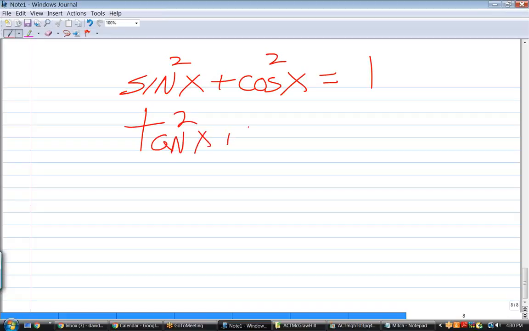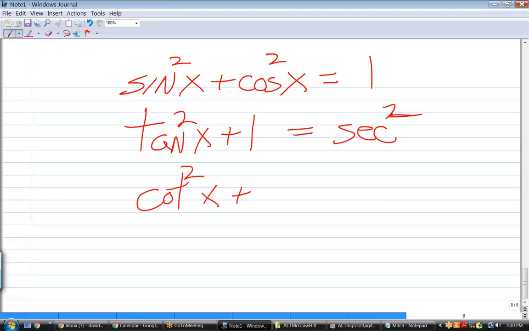And then the second one looks a little different. The 1 is on the left side of the equation. What goes over here? Isn't it? Yeah, it's secant. And then the other, cotangent, is cosecant. Correct. So the third one you don't have to memorize. You just have to know that it is the co-functions of the second one.